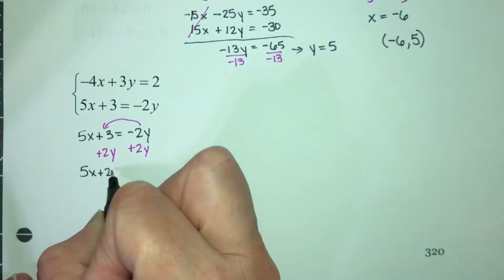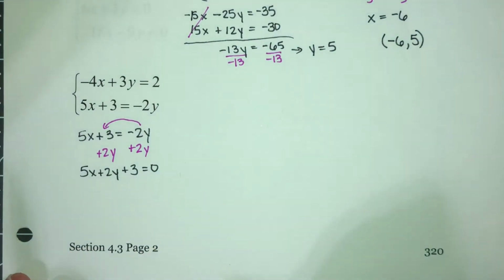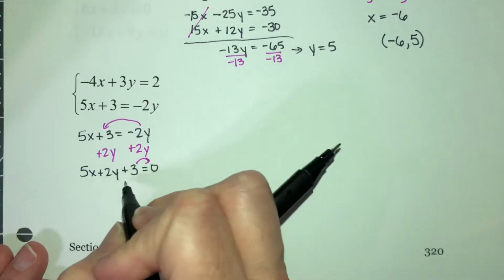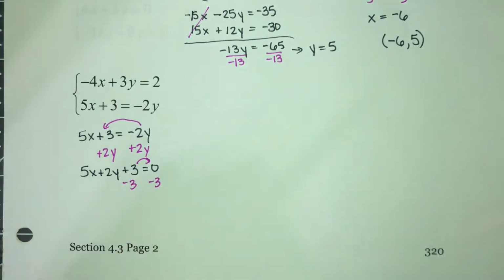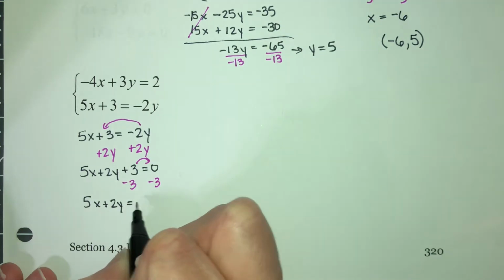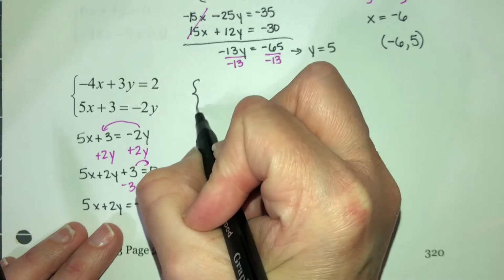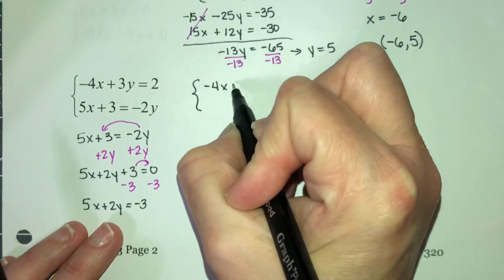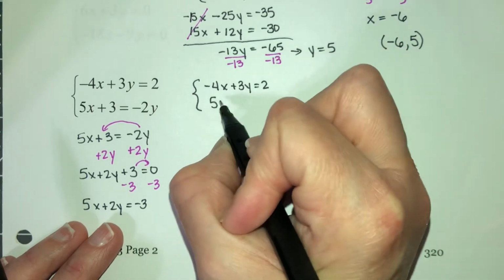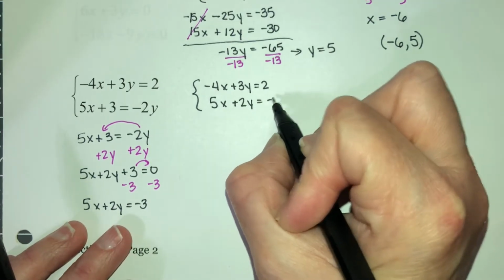5x plus 2y plus 3 is equal to 0. Now move the 3 over, subtract 3 from both sides, and we have 5x plus 2y is equal to negative 3. So the system I need to solve, I'm going to recopy the first one. And then the second one is 5x plus 2y is equal to negative 3.